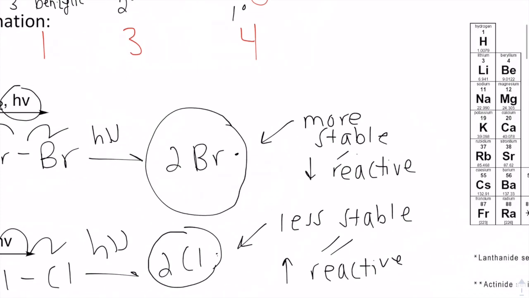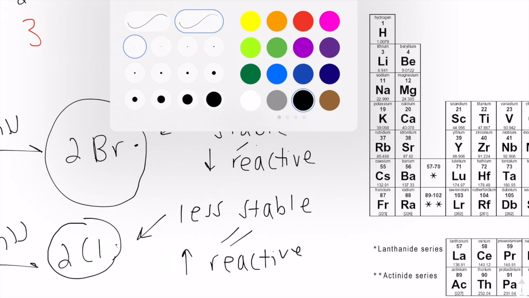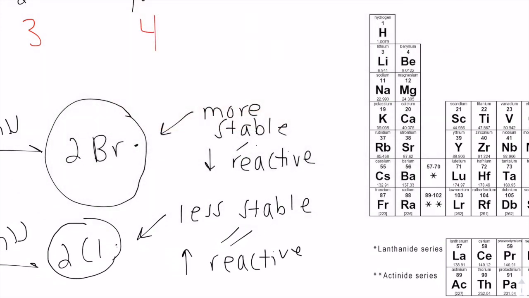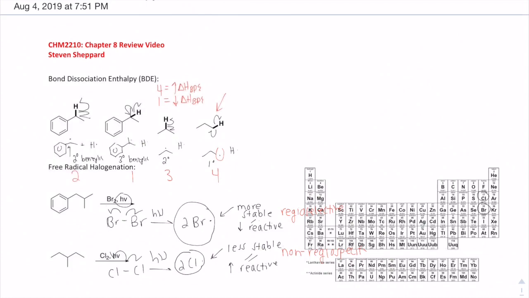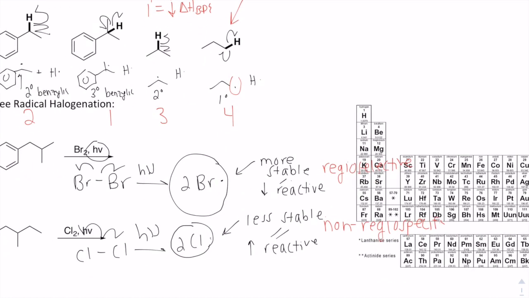Okay? So we can also put this all together by saying that the less reactive something is, the more regioselective it's going to be. And the higher the reactivity, the less regioselective, or non-regioselective, or non-regiospecific. Okay, so hopefully that rationale brings us to this point where bromination is going to be regioselective in forming the more stable product, whereas chlorination is not going to be regiospecific, in the sense that it's going to form a mixture of different products.